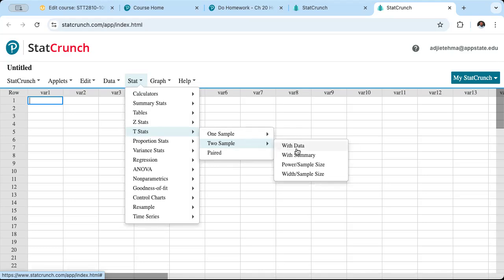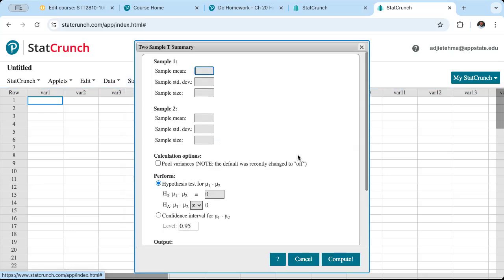And then we are going with what? With summary, because we have the summarized version of the information. We don't have the full data sets to compute the mean, the standard deviation, and all that. We have the sample mean and then the sample standard deviation for those two groups. So we are going to work with summary. So we click on that, and then you can see what you have here is sample 1 and then sample 2. You have to input the data in that order.